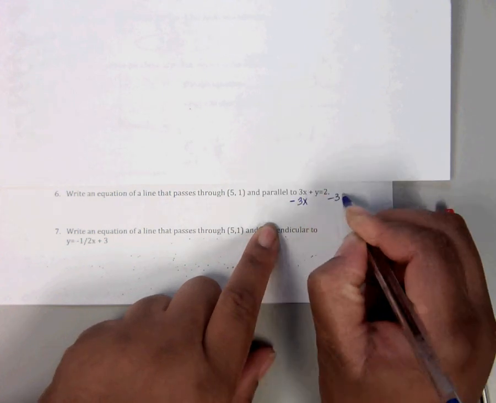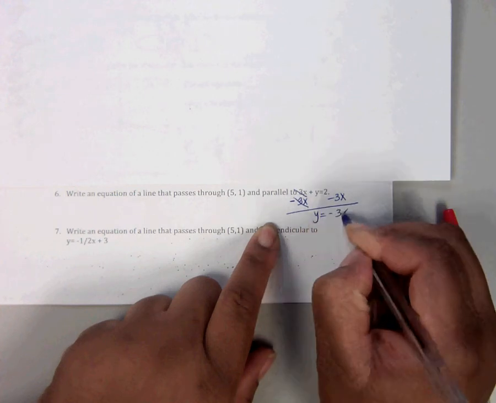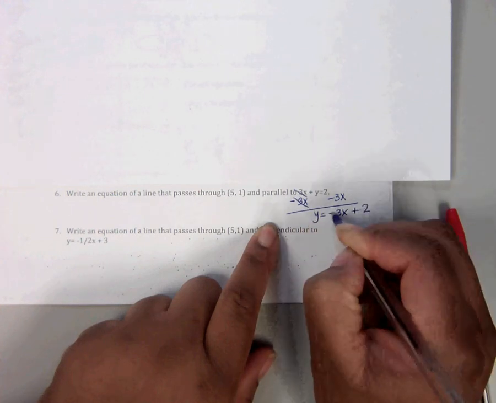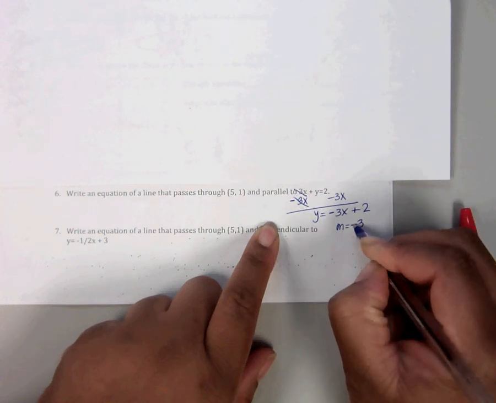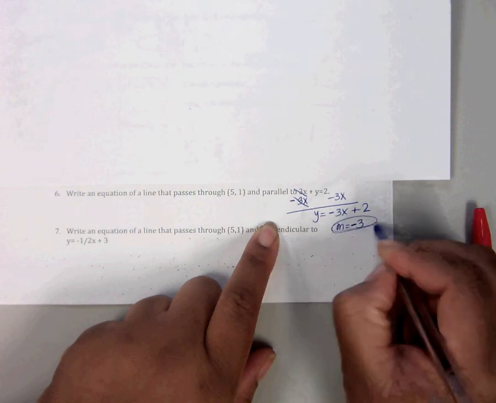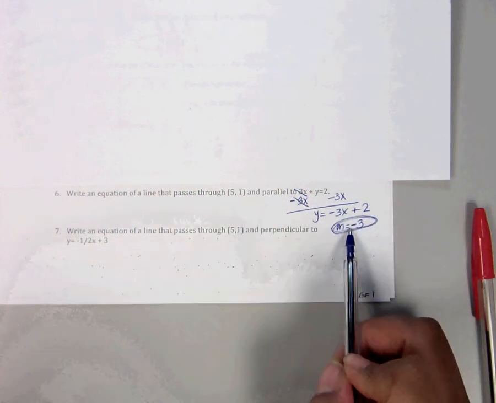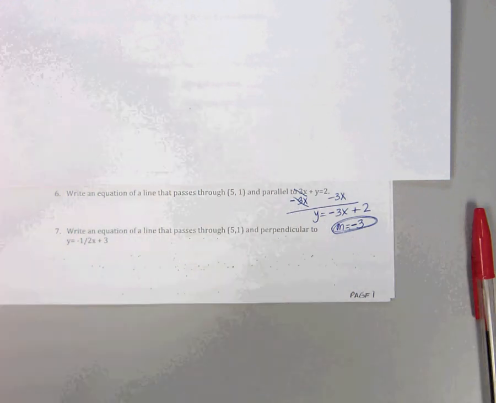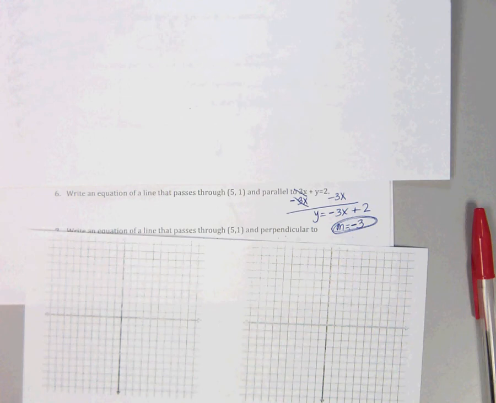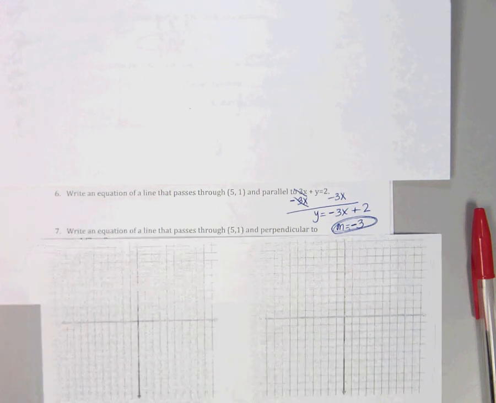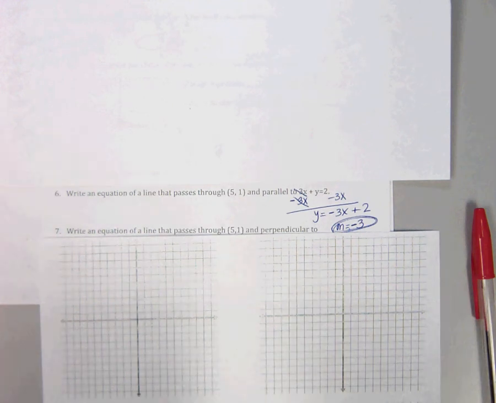Subtract 3x on both sides. Y equals negative 3x plus 2. We will now use m equals negative 3 as the slope, because I need parallel. That means the same slope. Now, you can do this by hand, and if you know how, great. If you don't, here is the shortcut. That's all I'm going to do on this video, are the shortcuts.